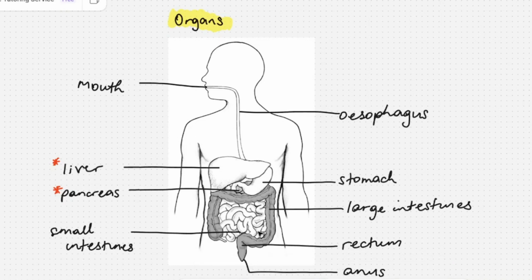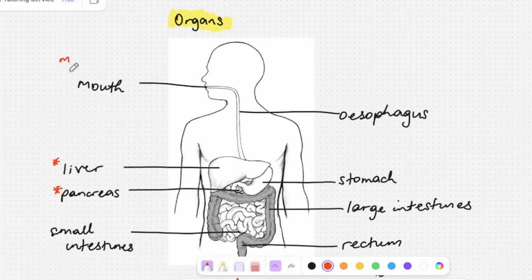So we start at the mouth. At the mouth, we have two processes taking place. When it comes to digestion, we know that we have two types: mechanical digestion and chemical digestion. Mechanical digestion, also known as mastication at this point, is where we use our teeth to chew or grind the food, breaking up large particles into smaller ones.